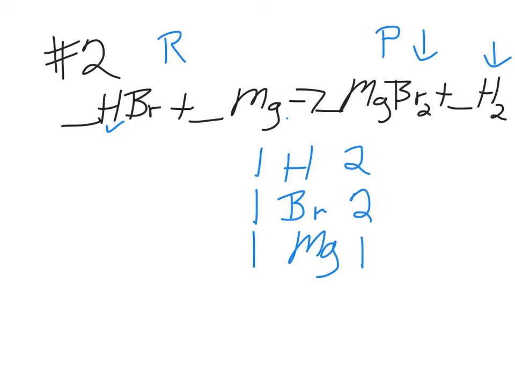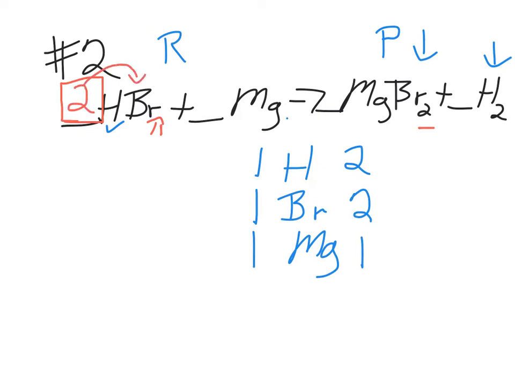Okay, magnesium is equal for now, so let's go ahead and leave that alone, and let's try bromine. I have two on my product side. So what do I need here? Remember, the only place you can put a number is in front of the compound. Since bromine does not have a number, that means you only have one. So 1 times what would give me 2? That's right, it's a 2.